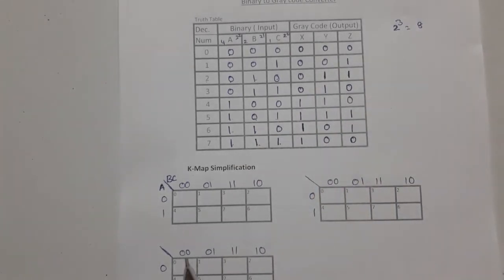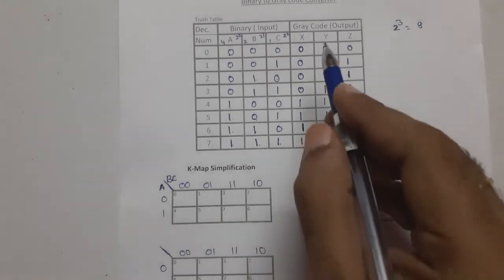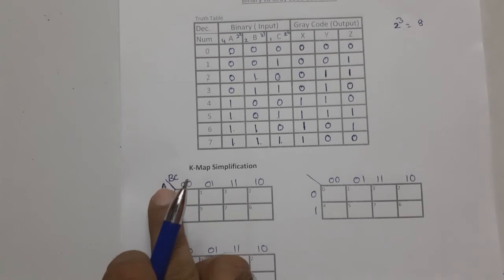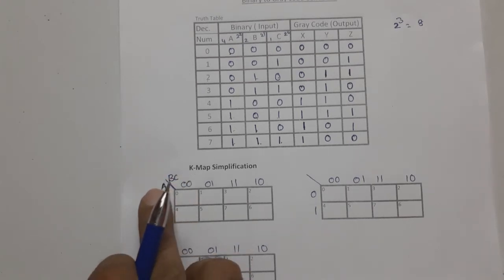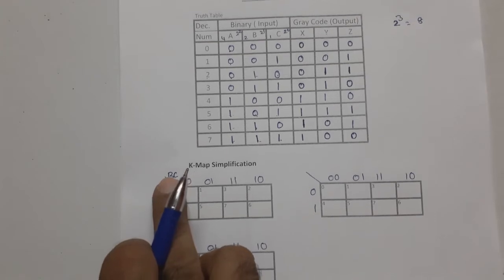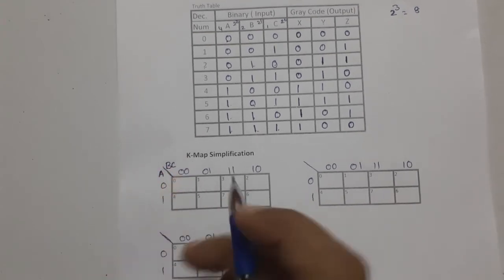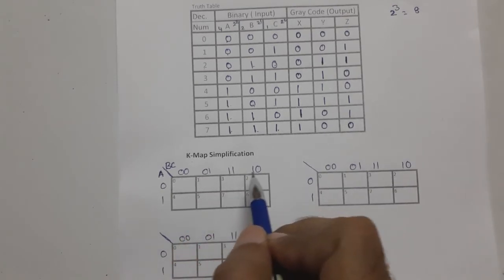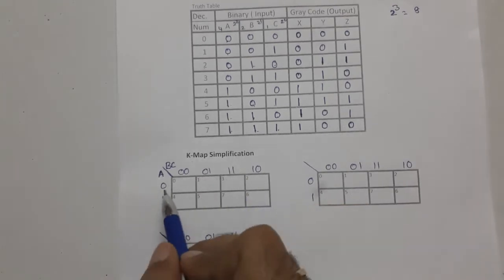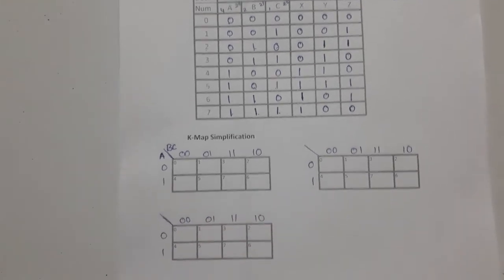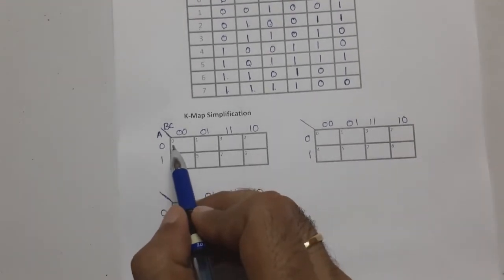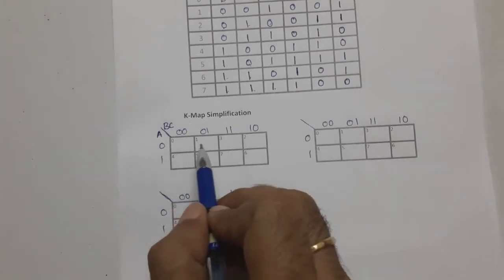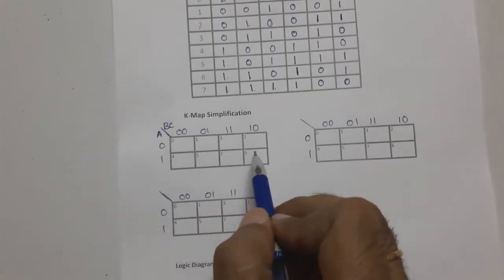Now here I am going to write an expression for the output. Now here I am writing the binary inputs, and this side is A and this side BC. Now for BC the combinations are 0 0, 0 1, jump one column, 1 1 and 1 0. Moreover here the block numbers are given 0 1 2 3 4 5 6 7.